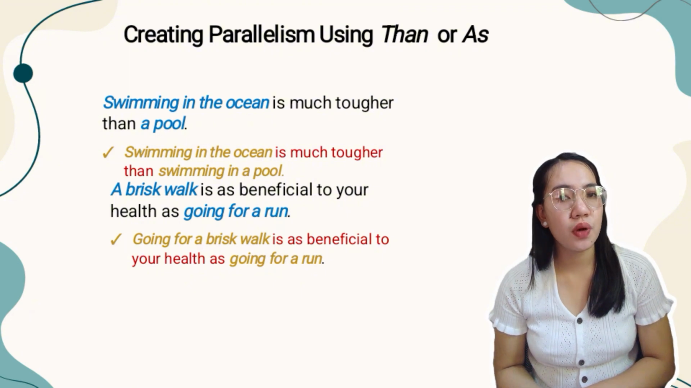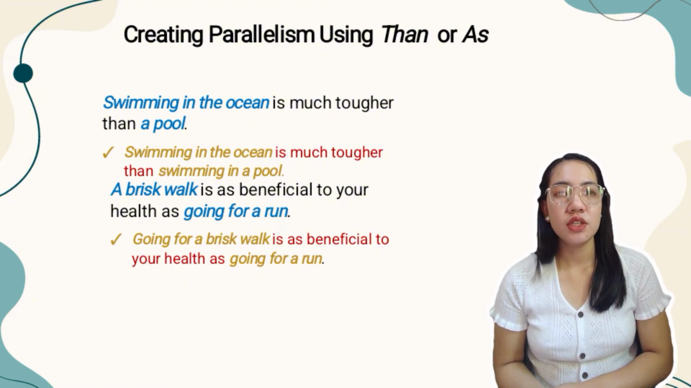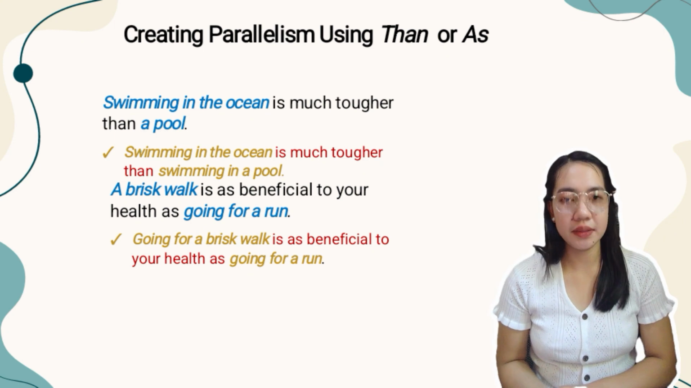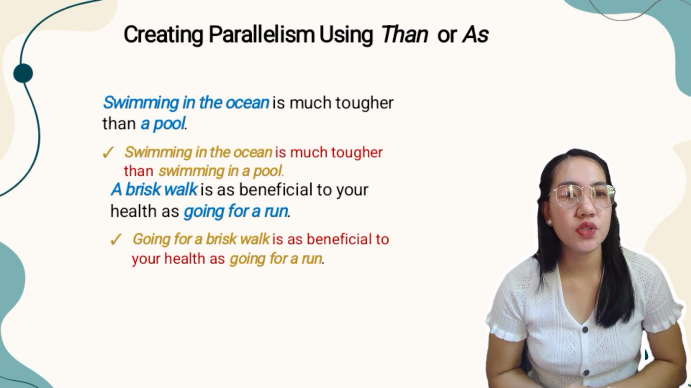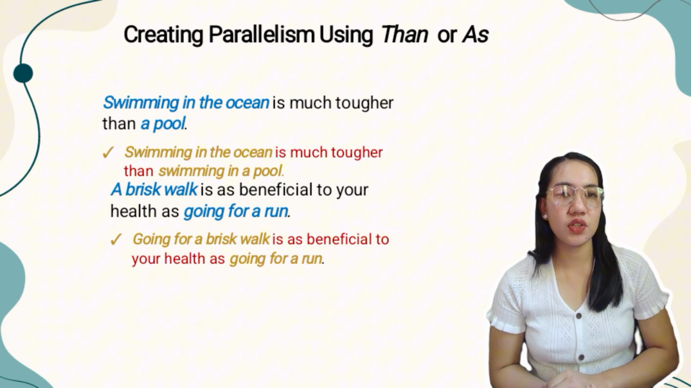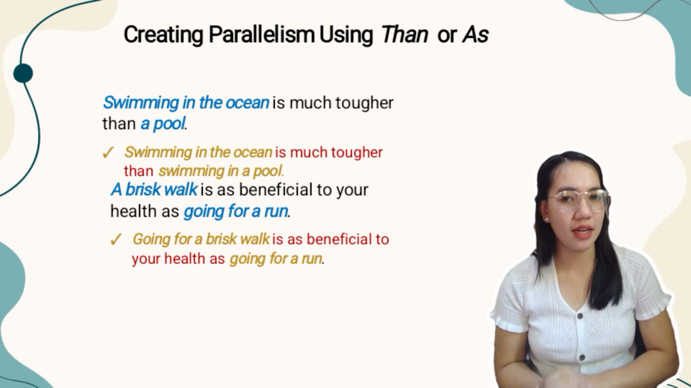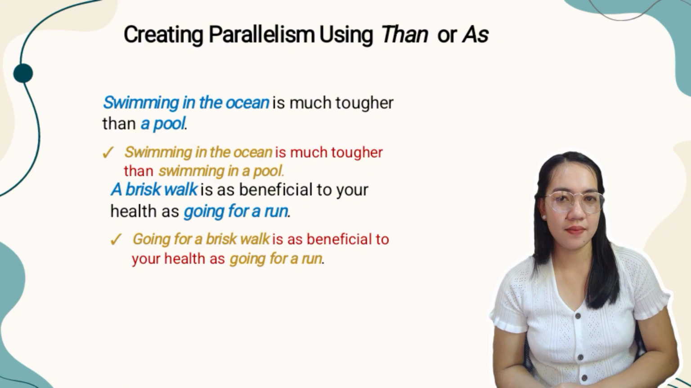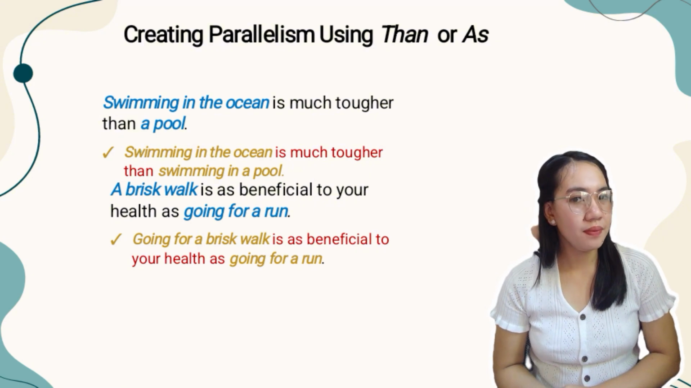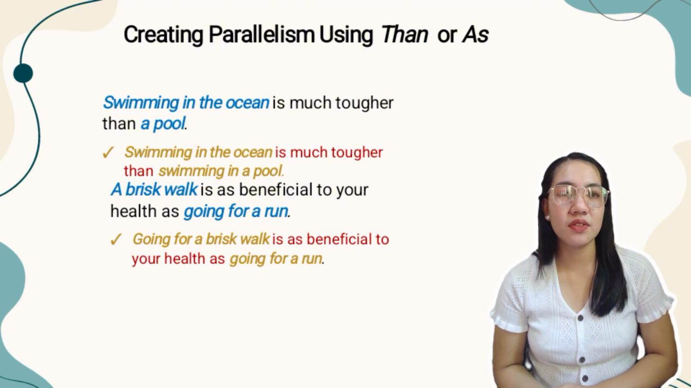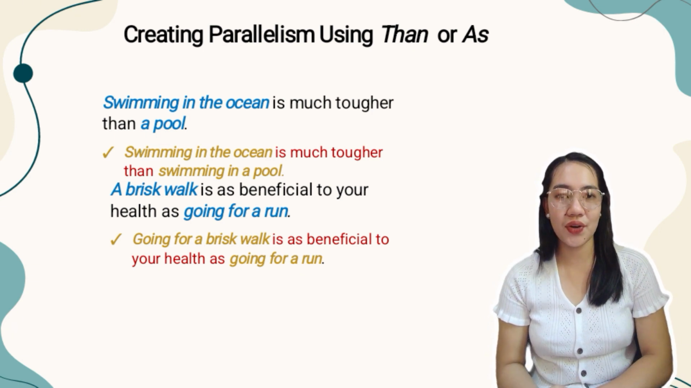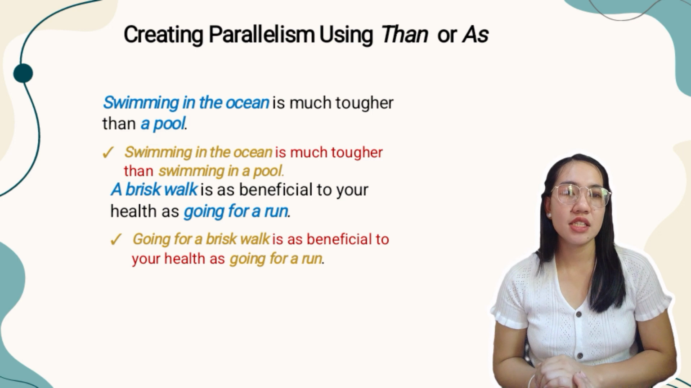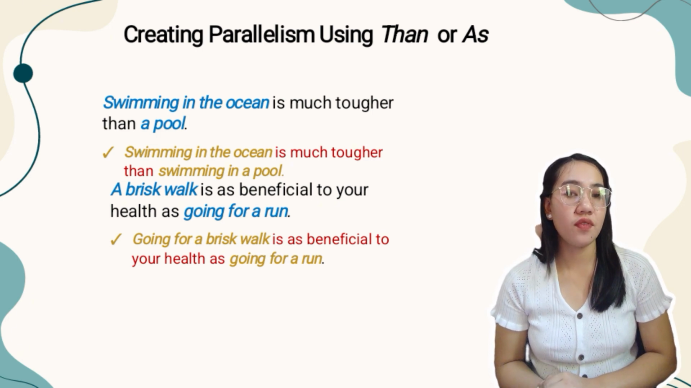A brisk walk is as beneficial to your health as going for a run. That's wrong. Going for a brisk walk is as beneficial to your health as going for a run. And that is correct. In this example, it is necessary to add the verb phrase "going for" to the sentence in order to clarify that the act of walking is being compared to the act of running.